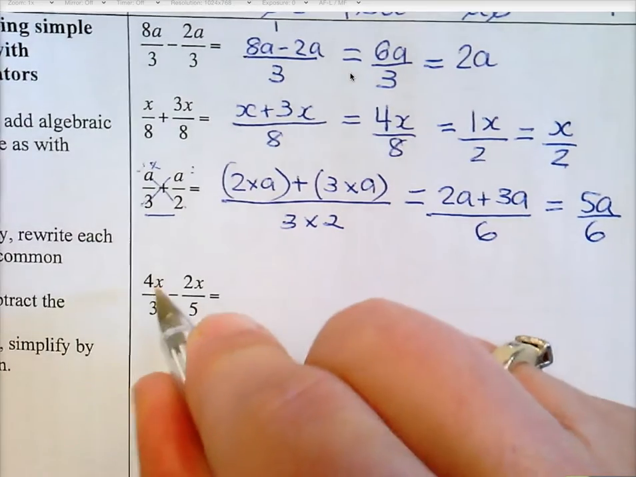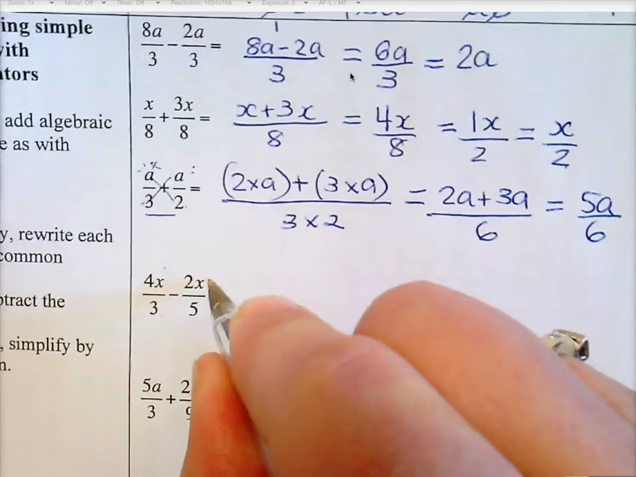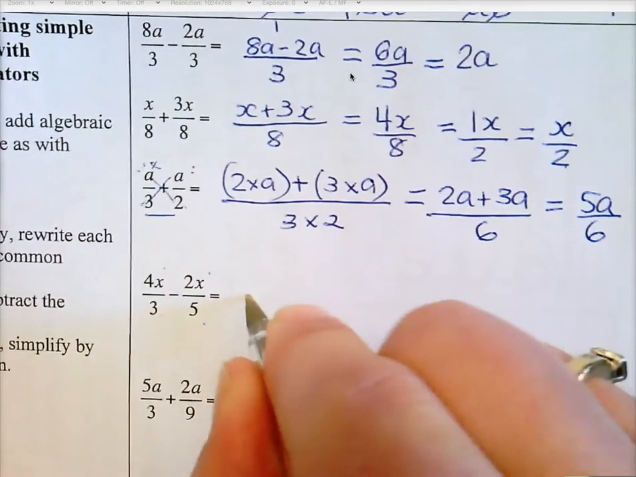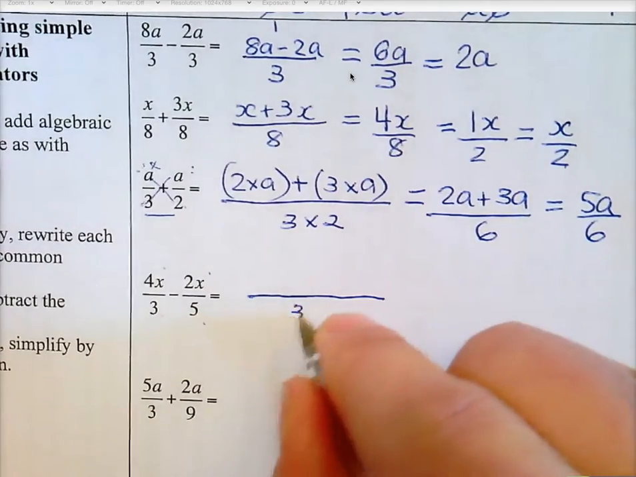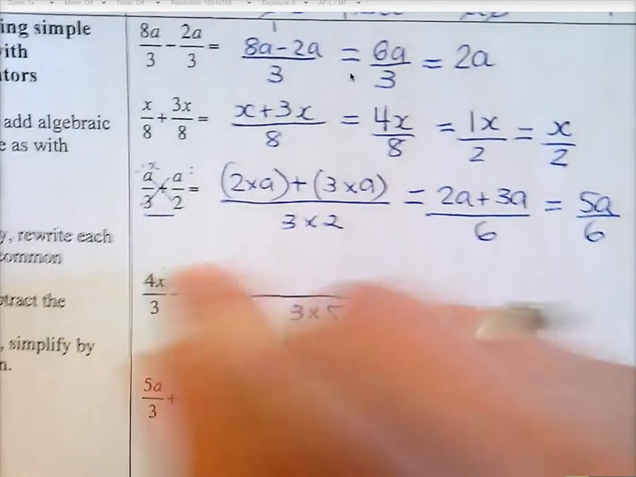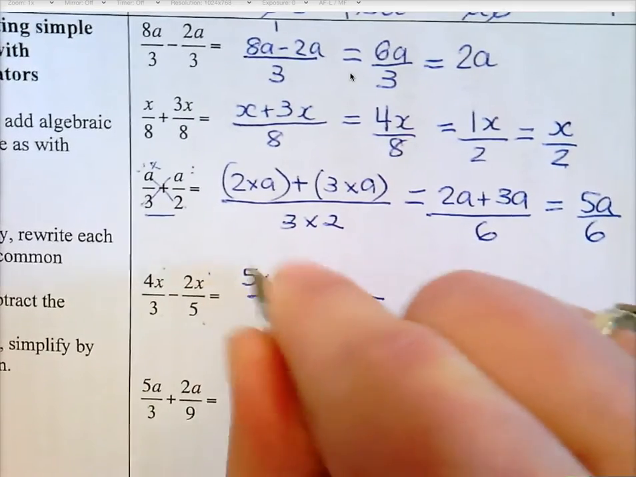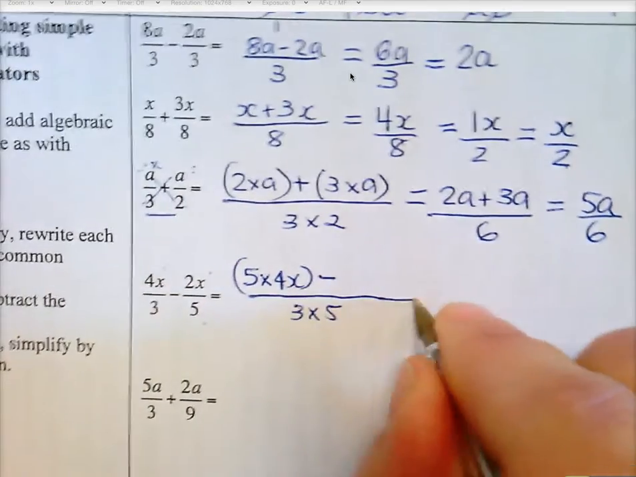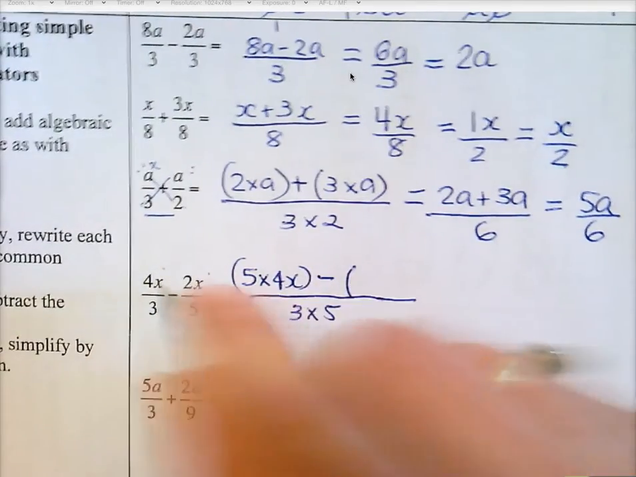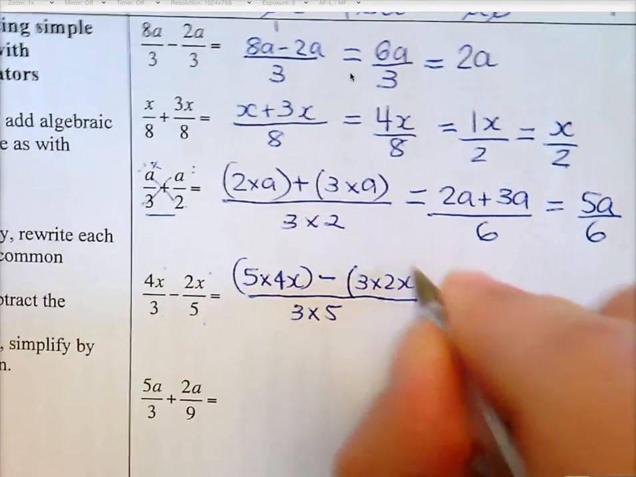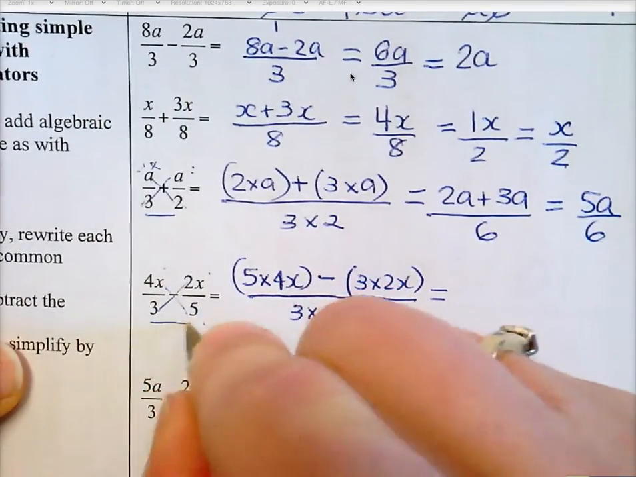All right, so girls, you know you're multiplying this fraction by 5 over 5, and you know you're multiplying this one by 3 over 3. What's the new denominator going to be? 3 times 5, which is 15. So what do I multiply the 5 by? 5 by 4x, put it in brackets, then I go take away. What am I doing next? So 3 times 2x. Are we okay with this, girls? That times that times that times that.